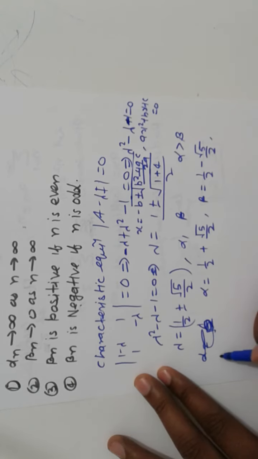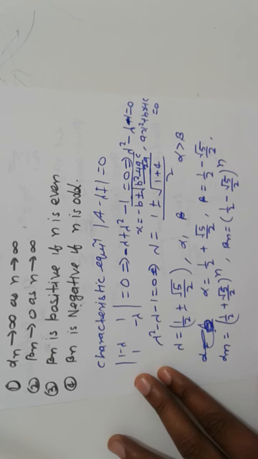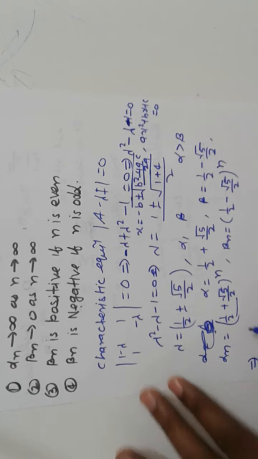So what is alpha n? Alpha n means 1 by 2 plus under root 5 by 2, raised to power n, and beta n is equal to 1 by 2 minus under root 5 by 2, raised to power n. That is the value of beta n. Alpha is always greater. So next, go to the options.